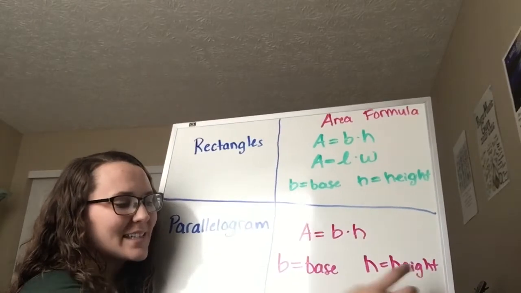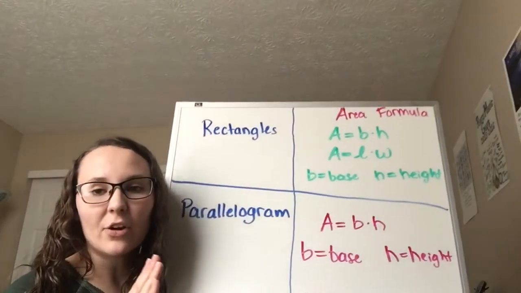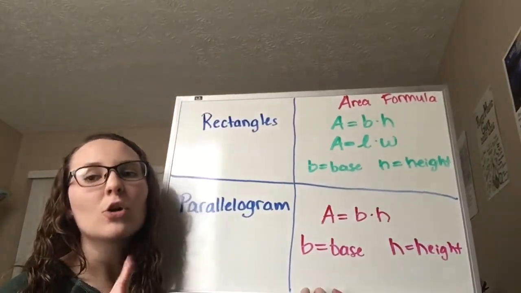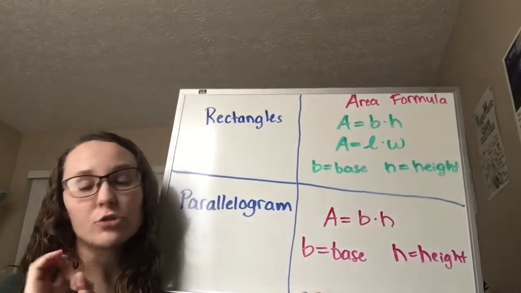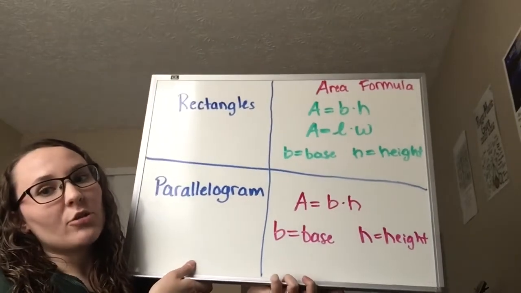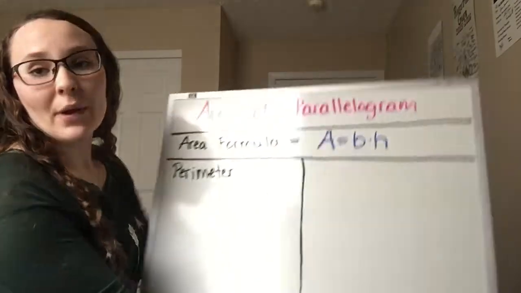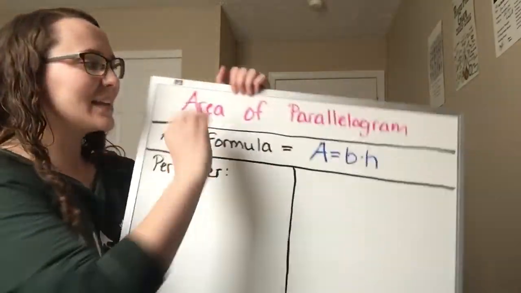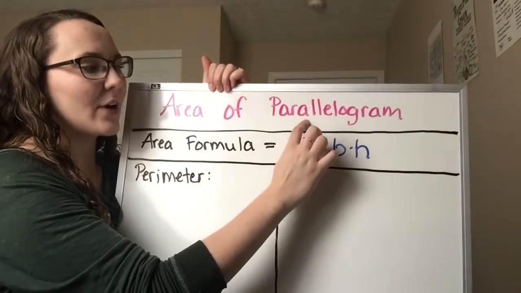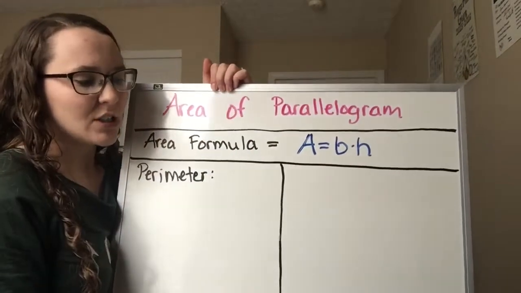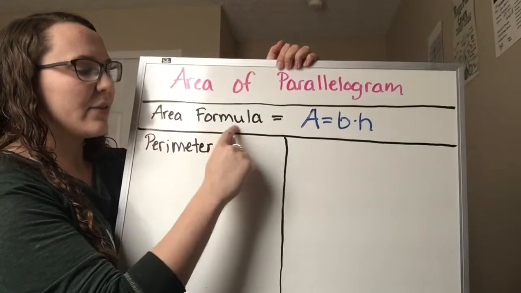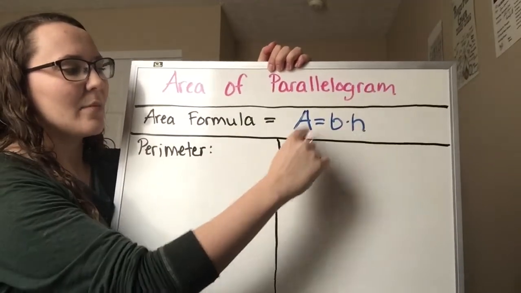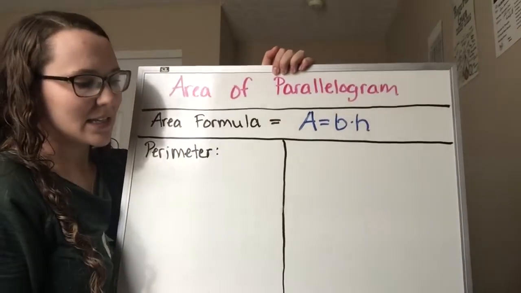H equals height, and remember, the height of a parallelogram makes a 90-degree angle with the base. So important. This is what your notes should look like right now. Scroll down to page 2 on your notes. There should be a pink section that says area of parallelogram. These are the examples that you need to do today. First, the area formula for a parallelogram is area equals base times height.